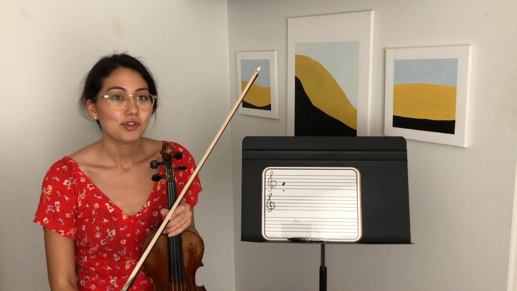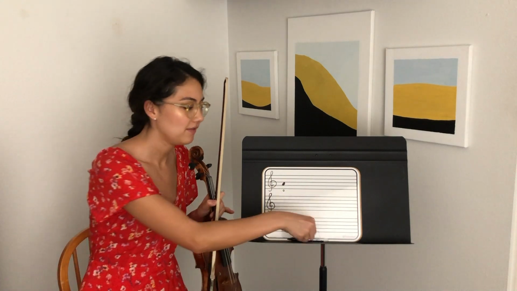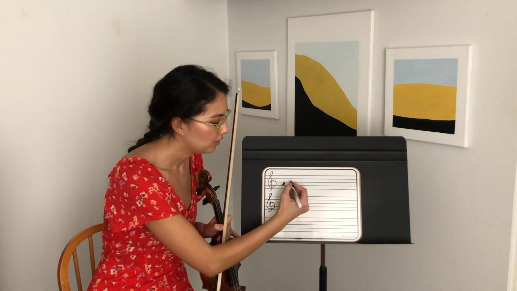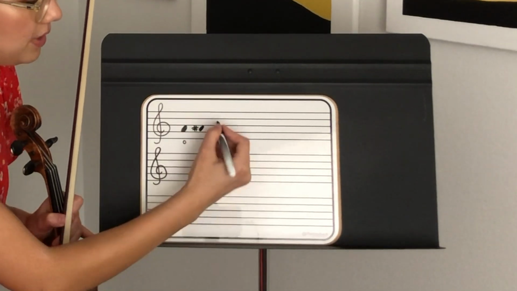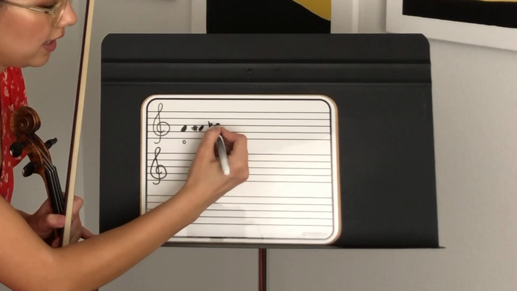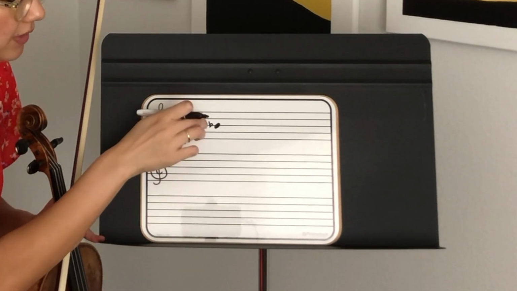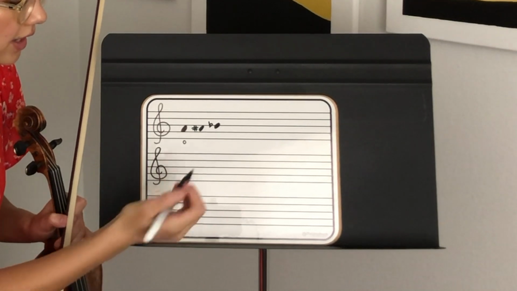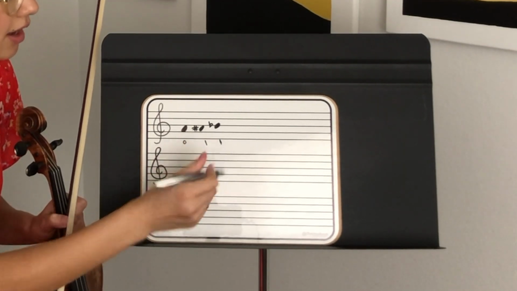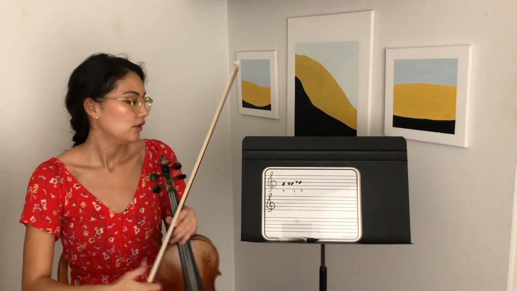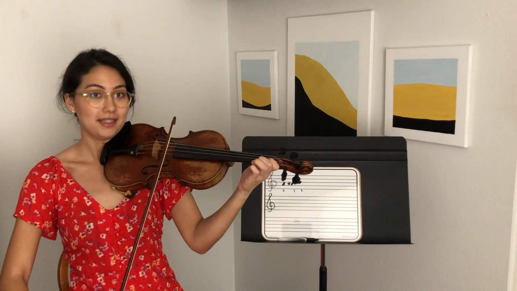The first most common enharmonic note found on the A string is probably A sharp and B flat. So A sharp looks like this, and B flat looks like this. A sharp is on that second space and B flat is on the third line. For either one of the notes, I would use a first finger. So again, this is A sharp and this is B flat.